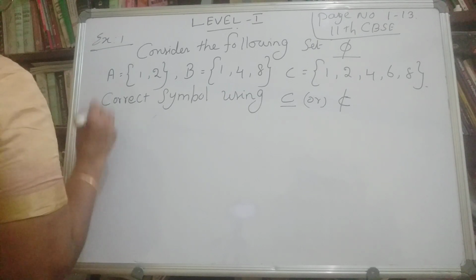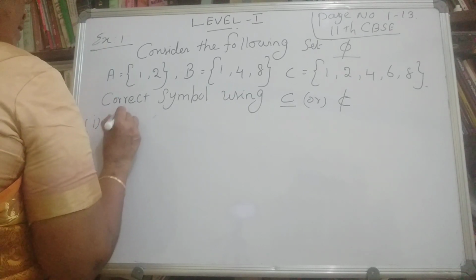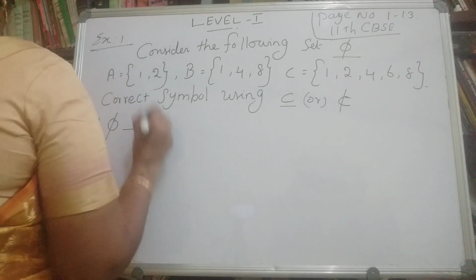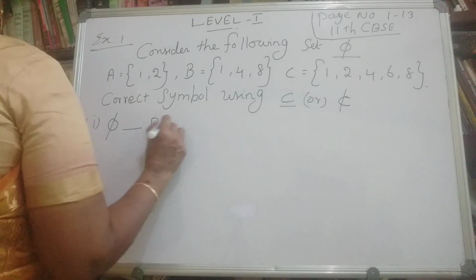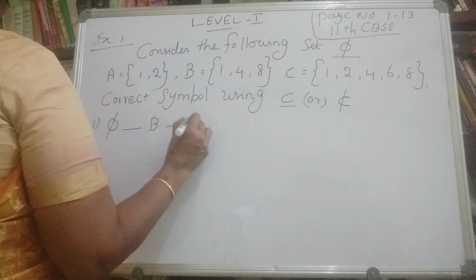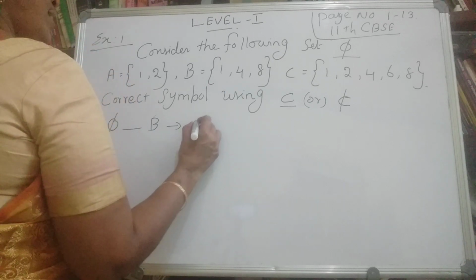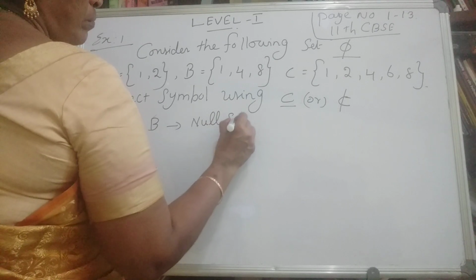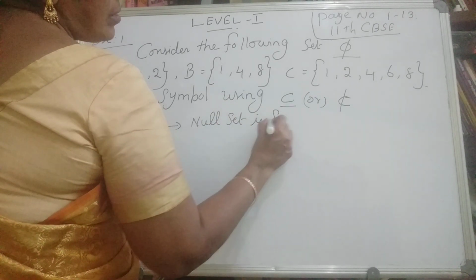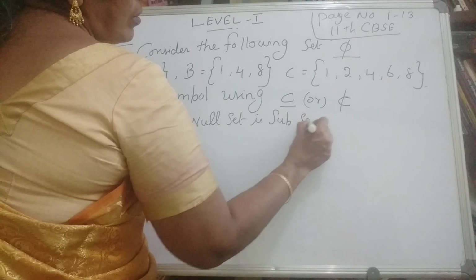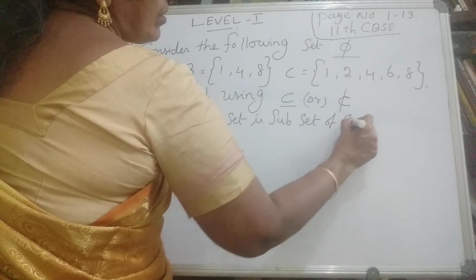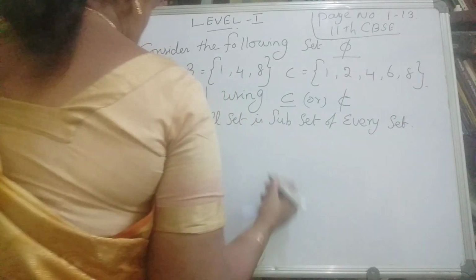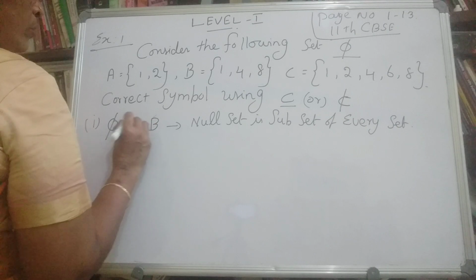First question: the null set is blank. Its answer is that the null set is a subset of every set. So, subset.